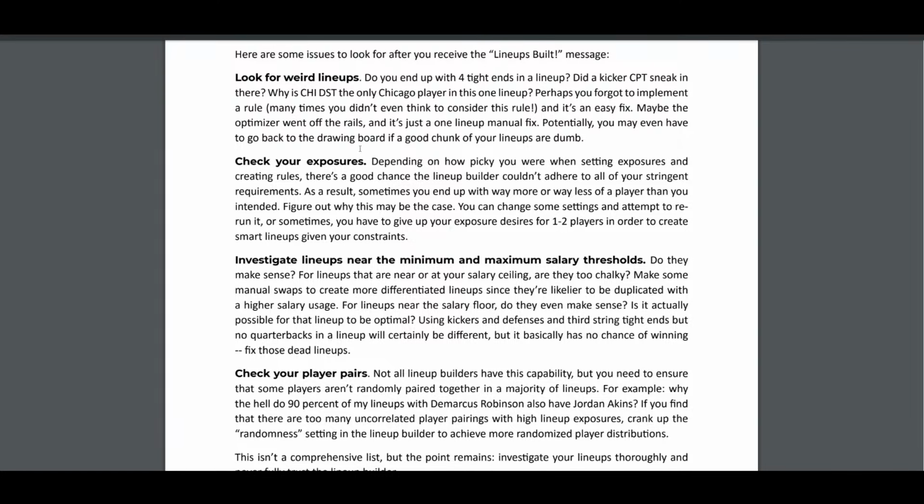See, this is what I'm saying here in the captain guide. Perhaps sometimes you forget to implement a rule, or many times you didn't even think to consider this rule. Because I didn't think, why the hell would it give me 3 guys under 7,500? Sometimes it does with the rules we gave it. So it's an easy fix. We go back.